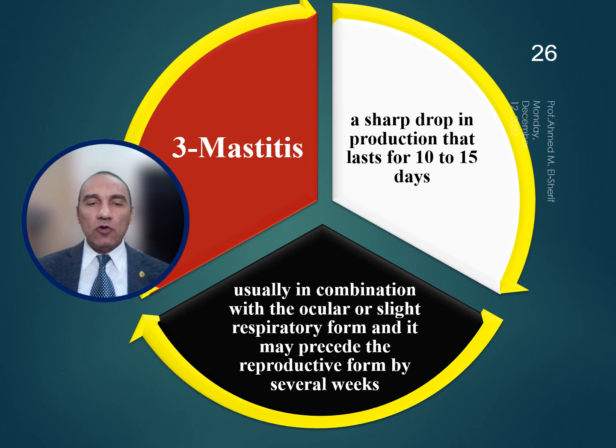The third form of infectious bovine rhinotracheitis is the occurrence of mastitis, characterized by a sharp drop in production of milk that lasts for 10 to 15 days. This is usually in combination with the ocular or slight respiratory form, and it may precede the reproductive form by several weeks.